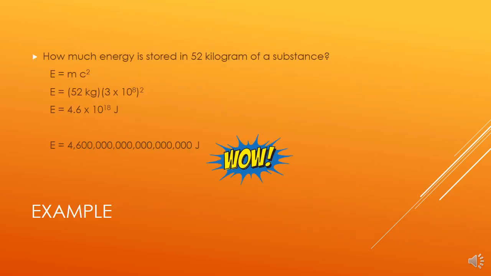So how much energy is stored in 52 kilograms of a substance, or how much energy would be released if we converted 52 kilograms totally into energy? We use E is equal to mc squared. We put in 52 kilograms and the speed of light, and we get 4.6 times 10 to the 18th joules, which is a huge, huge number.